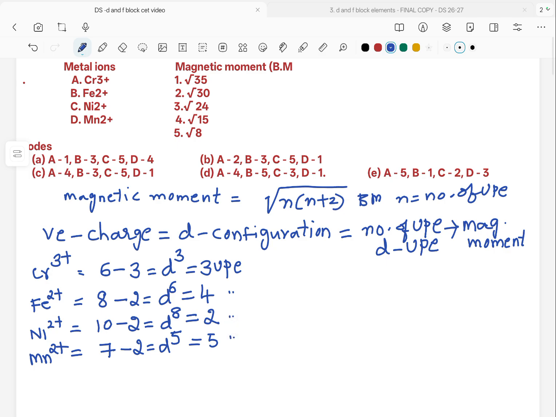Now, as per the formula, let's find out for chromium. It is root 3 into 3 plus 2.